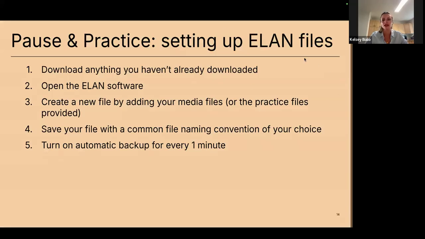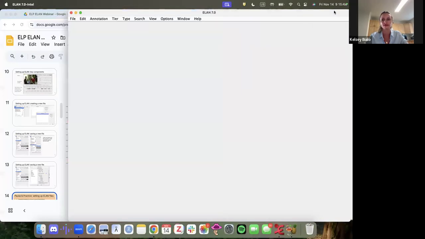Okay, so that is our first section. I want to pause now and give you all a chance to practice. If you are working with your own recordings, that's great. If you want to follow along with my practice media on your computer, that's great. Finish downloading that now. But otherwise, I'm actually just going to share my screen and walk you through each of the steps in real time that I just mentioned. So for this portion, we'll finish downloading, open ELAN, create a new file with our media files, save a file with a common naming convention, and turn on automatic backup. So this is really just getting us started.